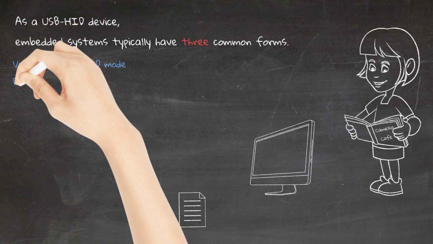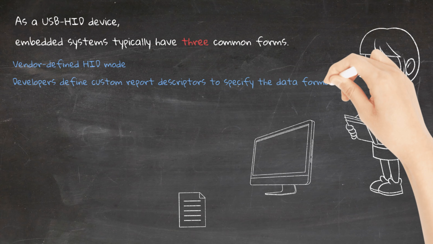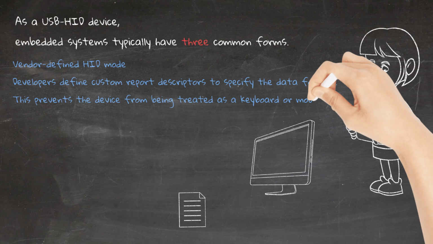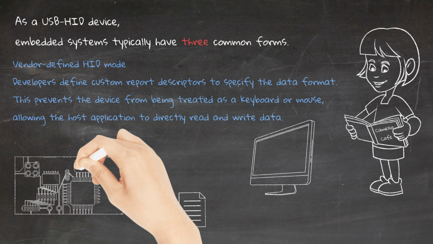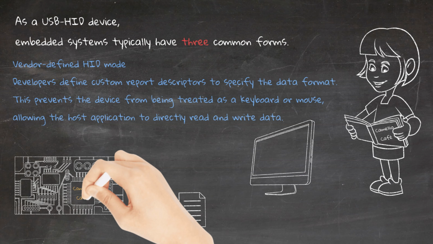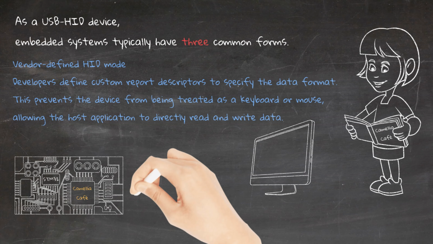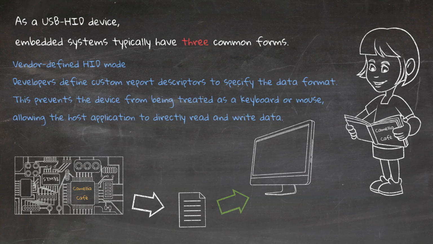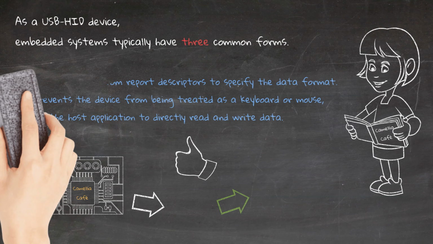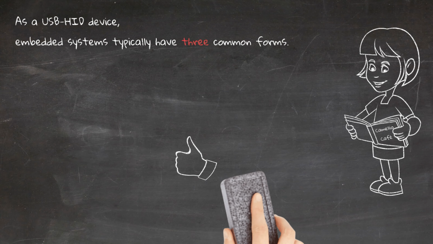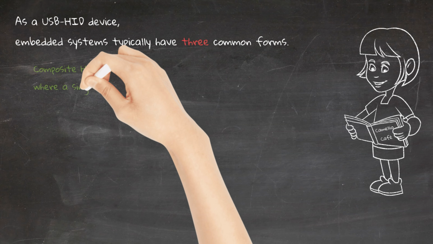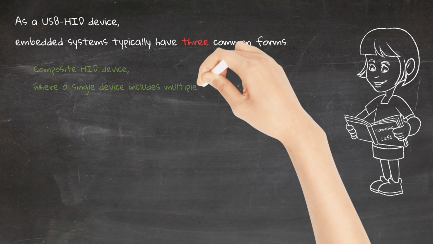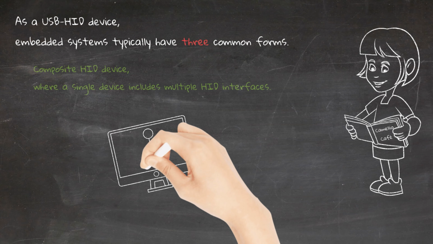The second is vendor-defined HID mode. Here, developers define their own data format using something called a report descriptor. This prevents the device from being treated as a keyboard or mouse and allows the host application to directly read and write data. In most real projects, this is the preferred approach. The third is a composite HID device, where one device contains multiple HID interfaces.